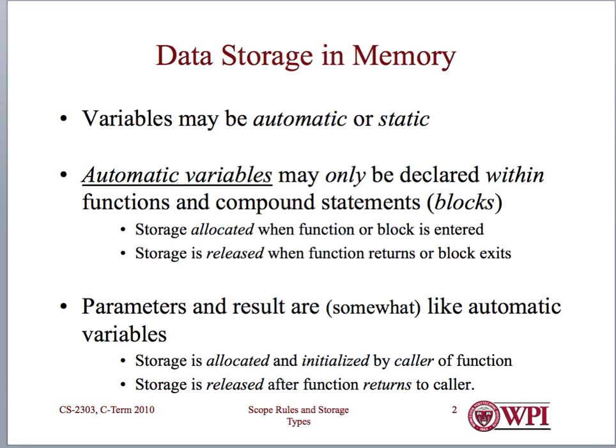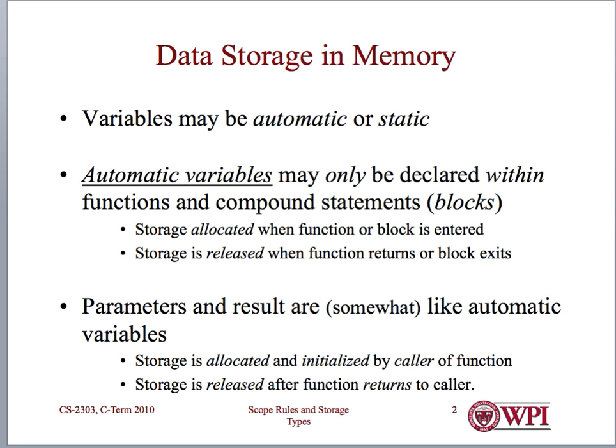So we know that variables that we create in C and C++ can be automatic or static. Automatic variables are declared within some kind of a block. Could be a function block, could be an if statement block or a loop, basically anything where there's a set of curly brackets. In the case of automatic variables, storage is allocated for those variables when we enter the function or the block, and it's released when functions are returned or the block exits.